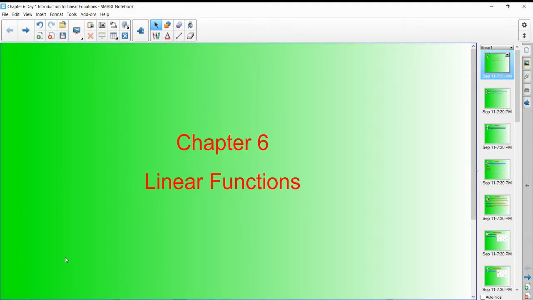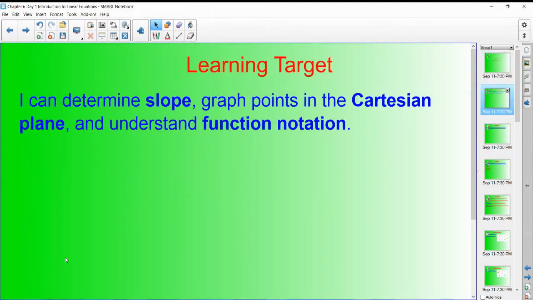So to start this chapter off, the first lesson, we're going to talk about slope, graphing points in the Cartesian plane, which is the xy coordinate plane, and we're also going to understand function notation. Now, there are going to be plenty of times in this unit where I'm going to ask you to stop the video, try an example, and then we can always check our work.